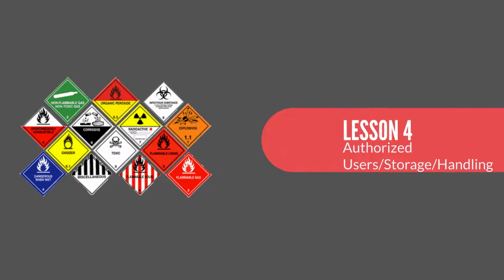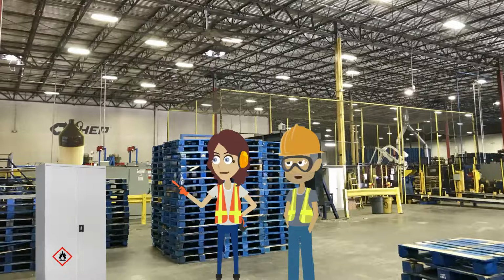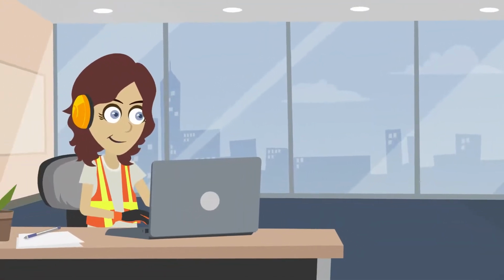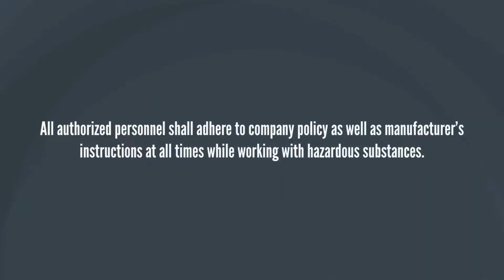An authorized user is an appropriate, competent person nominated by the site manager authorized to use the hazardous substance in question. No employee should use any hazardous substance unless approved by site management. Management should review the list of authorized users annually. All authorized personnel shall adhere to company policy as well as manufacturer's instructions at all times while working with hazardous substances.